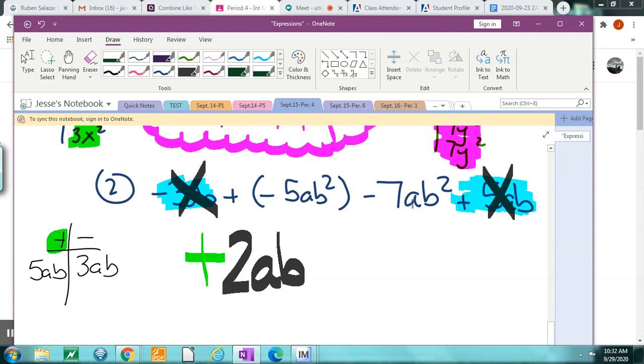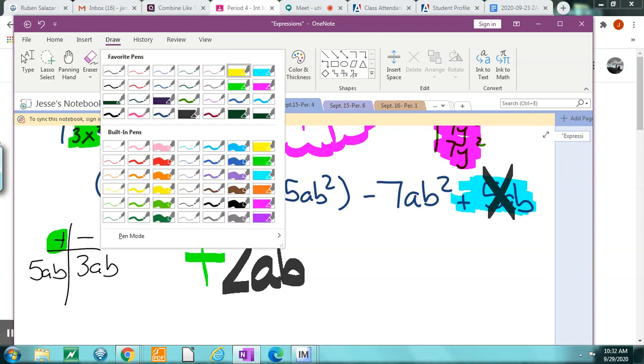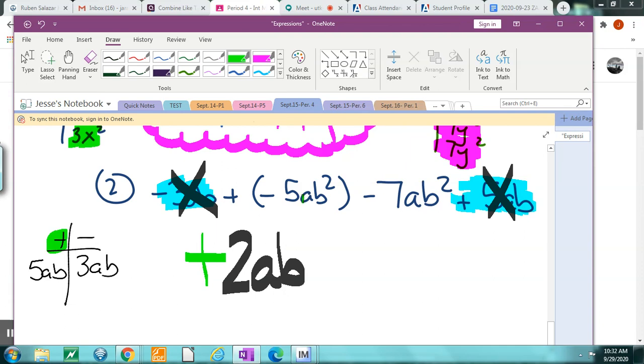See that? Now what's the next one? The next one I could see is AB squared. AB squared right there. Bam. So I'm going to use the negative 7 AB squared and the negative 5 AB squared. Okay, so I'm going to go ahead and do the T-chart again.